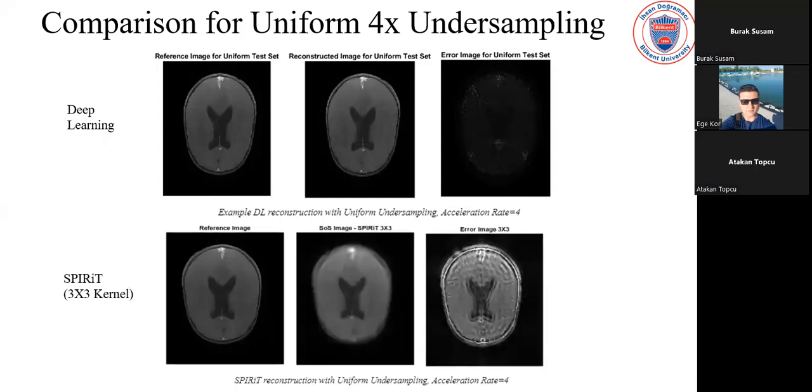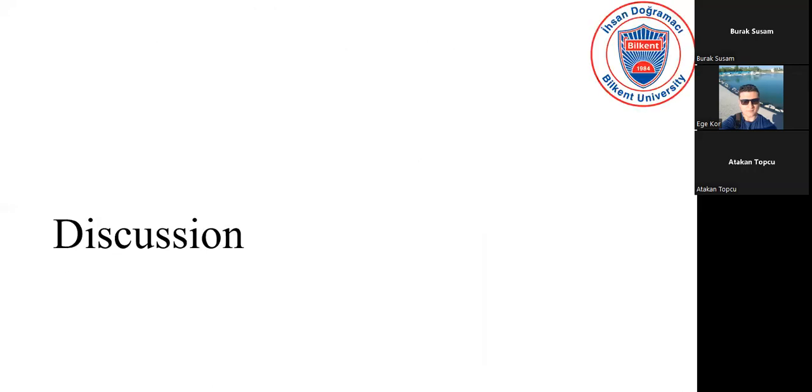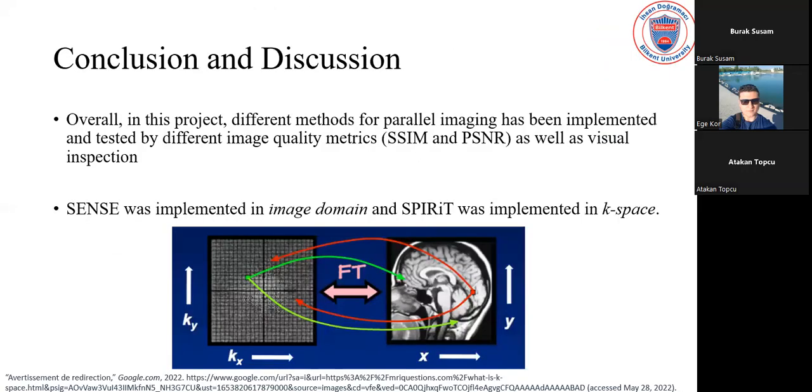And also the outperforming is more significant in the SPIRiT methods for both calibration kernel sizes. And to conclude and discuss our project, in this project, different methods for parallel imaging have been implemented and tested for the reconstruction, and the reconstruction performances were observed with SSIM and PSNR metrics, as well as visual inspection.